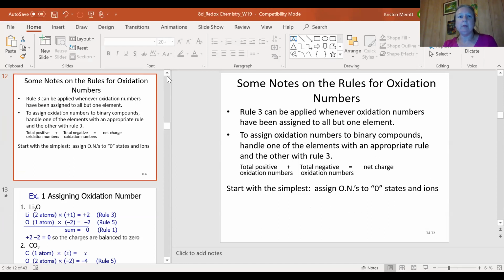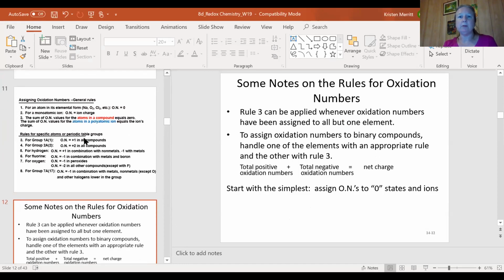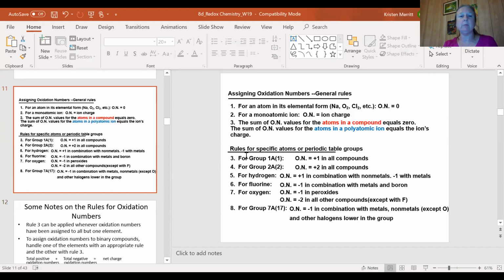So rule 3 can be applied whenever oxidation numbers have been assigned to all but one element. What is rule 3? Rule 3 is that the sum of the oxidation numbers has to add up to the total charge on your molecule or, let's say, a polyatomic ion. So just like everything else, each individual sum has to equal the whole.